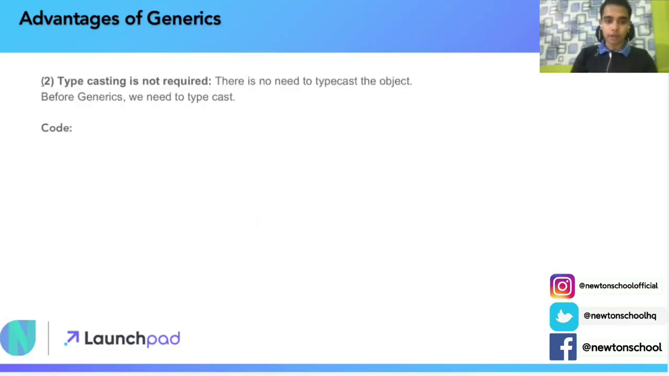Let's move to the second advantage. The second advantage that generics has provided me is that typecasting is not needed. This is another very important example. Since there is only one type, there are no multiple types. You don't need to typecast. Let's take another example.